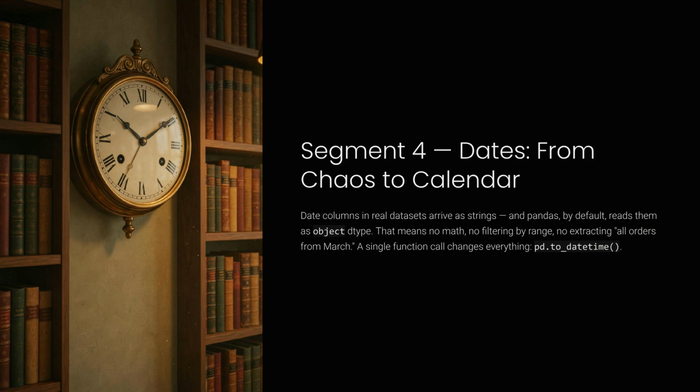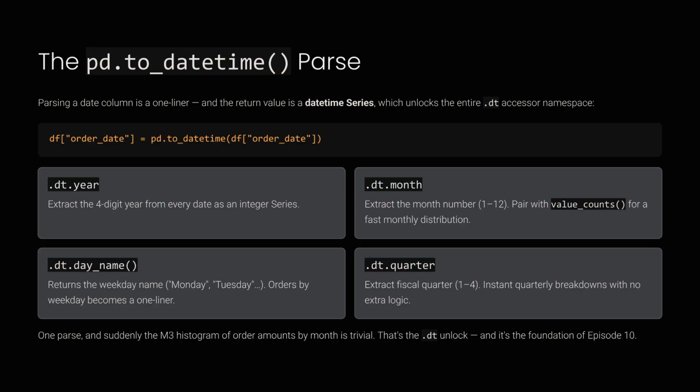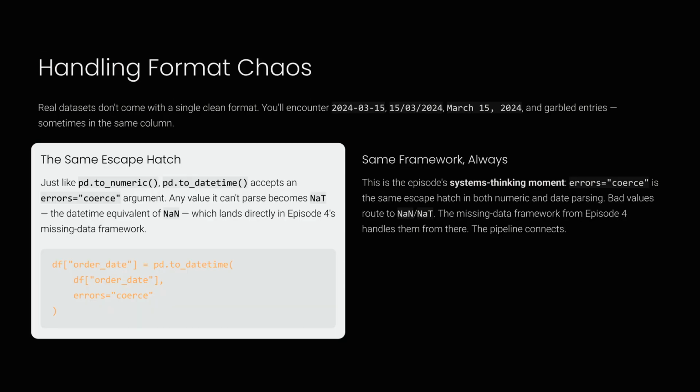Without conversion, we cannot perform temporal analysis. The pd.to_datetime function is the solution for transforming these into usable calendar data. Once parsed, the .dt accessor becomes available. You can easily extract years, months, quarters, or day names. This transforms raw dates into powerful features for your analysis. Real datasets rarely come in a clean format. You will encounter various date styles and sometimes garbled entries, all within the same column. Handling these format inconsistencies is a critical step in your data cleaning pipeline.